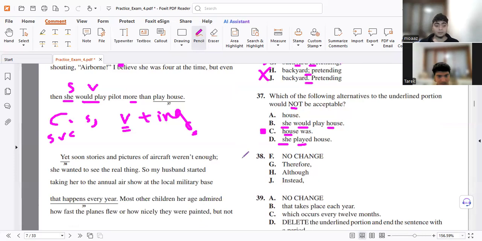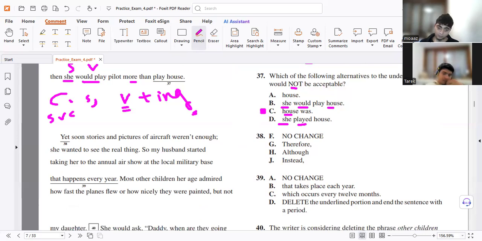38. G. H. 38. Wrong. Letter F, friend. Not G, not H. Follow the rules. What are the rules?